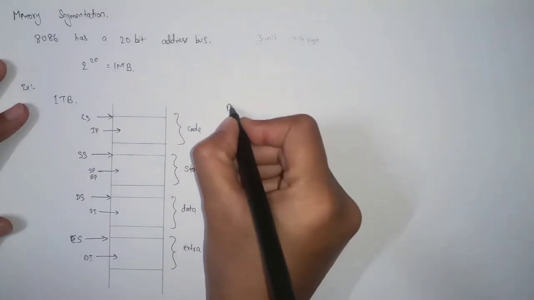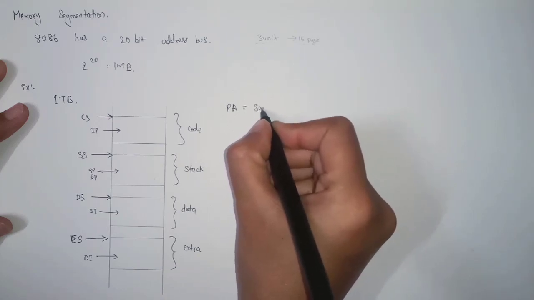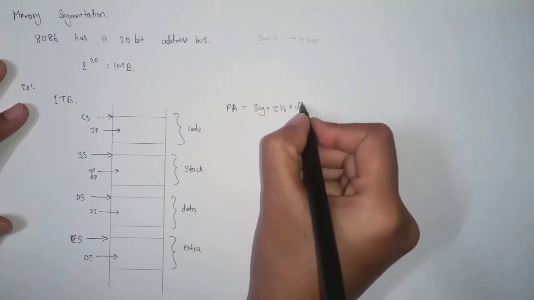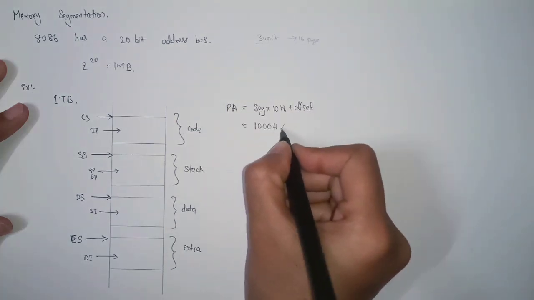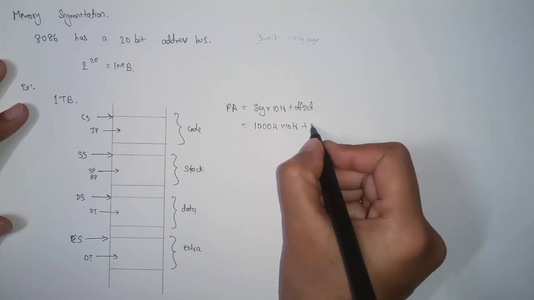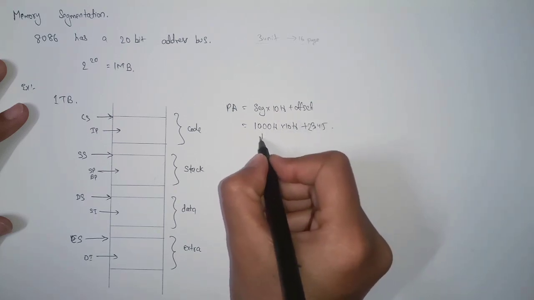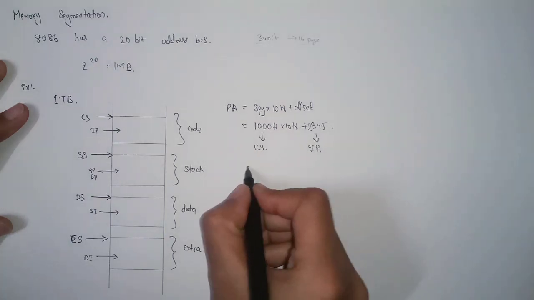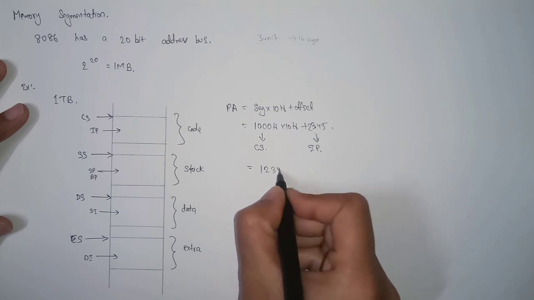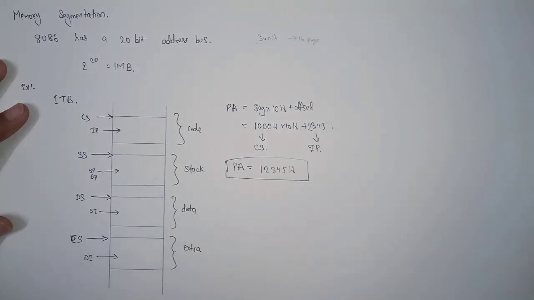So as I told you the formula on the previous page, the physical address is equal to the segment into 10 plus the offset address, right? So let's consider this segment address as 1000 and this offset address as 2345. That means this 1000 is the segment address and this offset address is IP. So now if I add it, we will get this. So this is the physical address of the instruction that is in the memory.